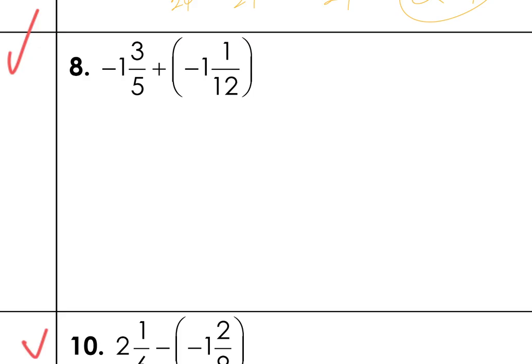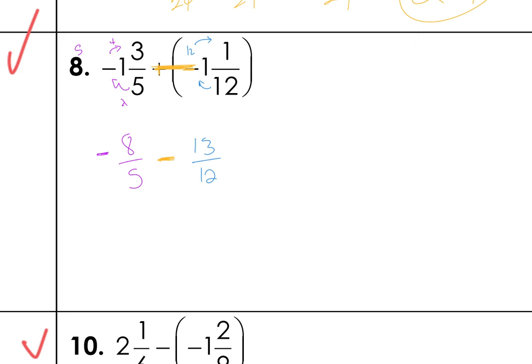Number 8. Let's convert to improper. 5 times 1 is 5. 5 plus 3 is 8, and it is negative. 12 times 1 is 12. 12 plus 1 is 13/12, and when you add a negative, that is subtracting. So I'm just going to make that negative right there.